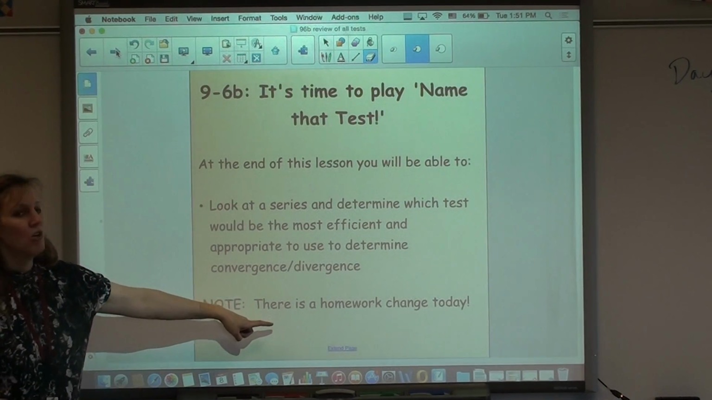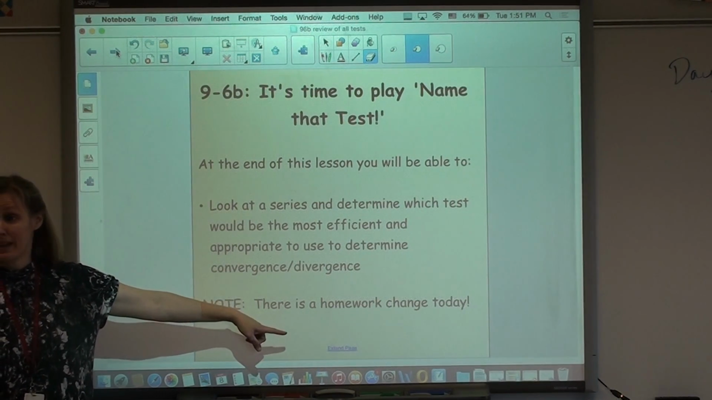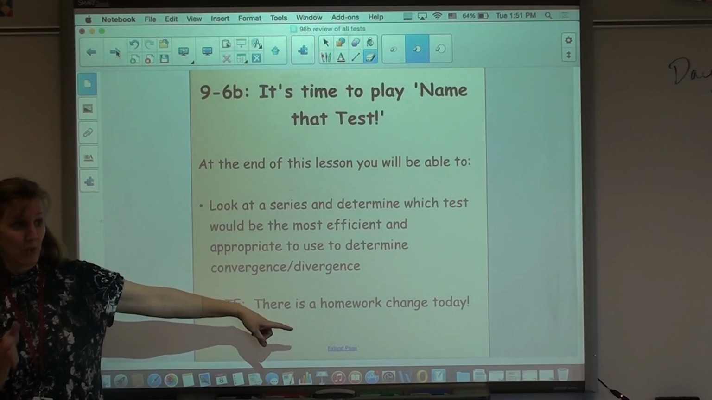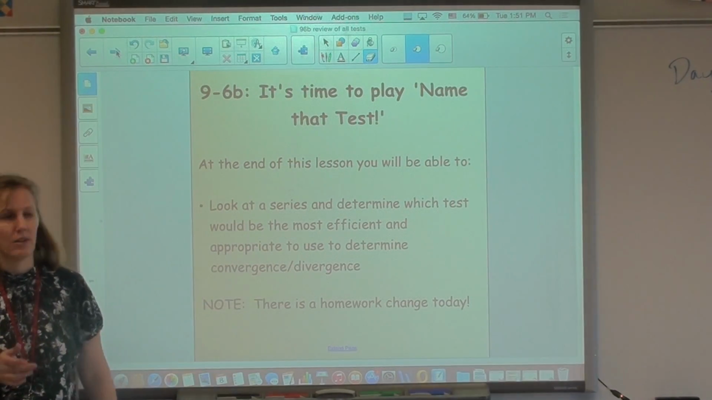By the way, don't forget there's a homework change. Last night you did through 49, so tonight you start at 51. And then I think it goes to 67. Yep. So, there you go.